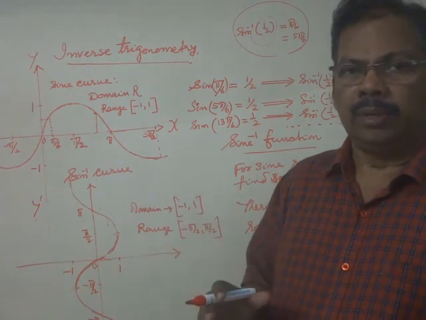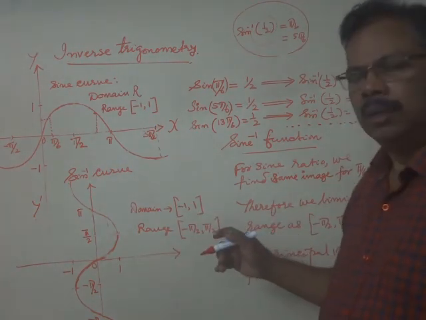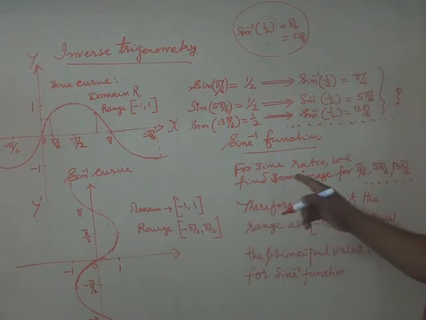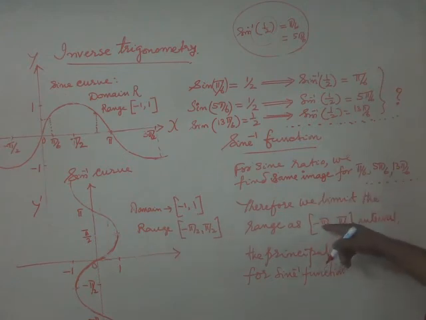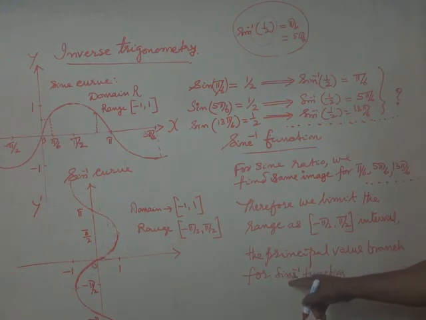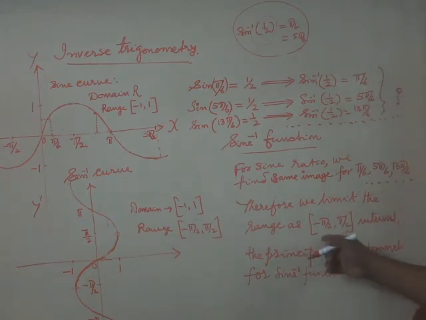Now you got the reason for limiting the interval. For sine ratio, we find the same image for pi by 6, 5 pi by 6, 13 pi by 6, etc. Therefore, we limit the range as negative pi by 2 to pi by 2 interval. What is it? The principal value branch of the sine inverse function. The principal value branch of sine inverse function is negative pi by 2 to pi by 2.